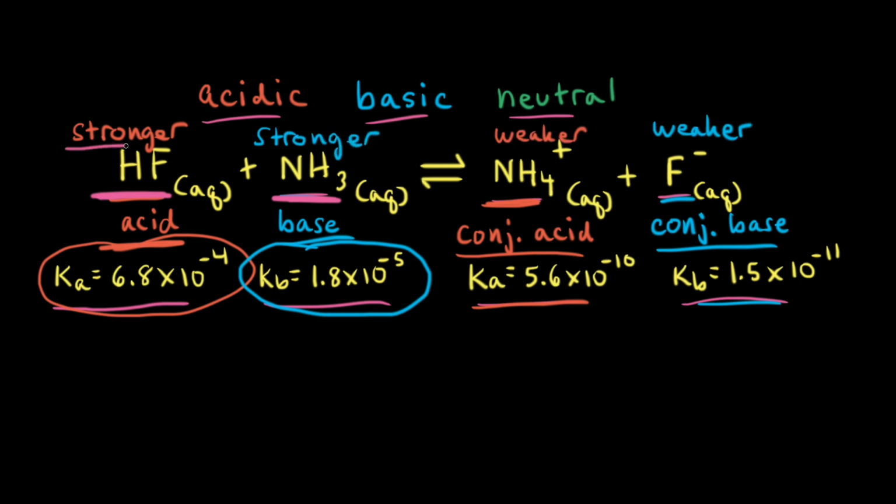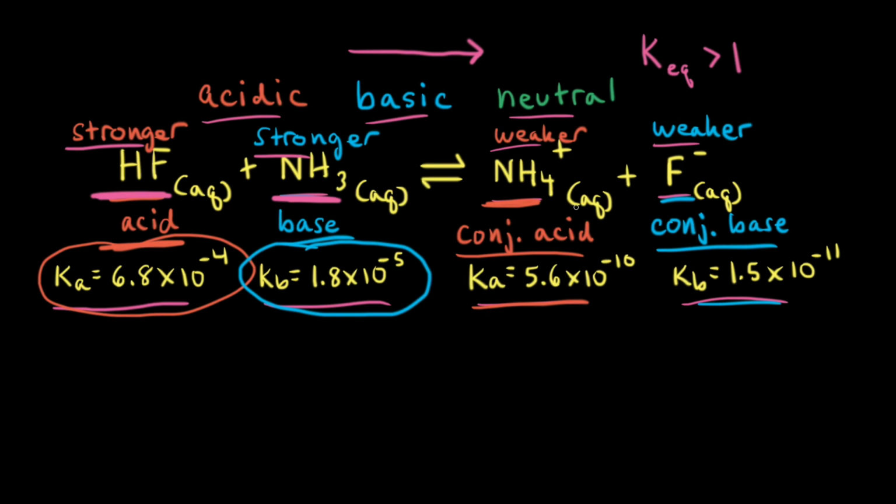So we have the stronger acid and the stronger base on the reactant side, and the weaker acid and the weaker base on the product side. We know the equilibrium favors the side with the weaker acid and the weaker base. Therefore, the equilibrium favors the formation of the products. So we could go ahead and write that the equilibrium constant for this reaction is greater than 1. And at equilibrium, we're going to have more of our products than we do of our reactants.